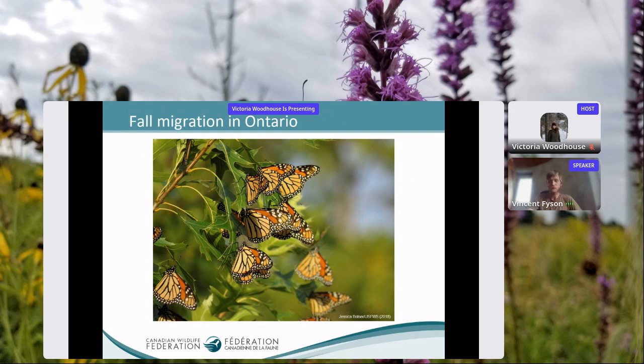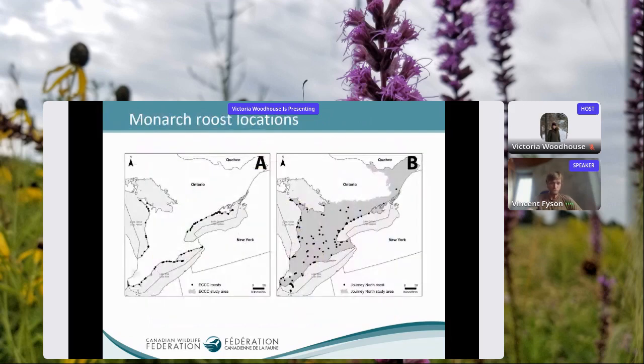These roosts are typically close to nectaring resources like goldenrod fields or other fall flowers, which provide plenty of food. So we know that conserving or creating nectaring habitat near roosts or along migratory routes would be very beneficial for the species. If we can model the probability of roost occurrence, we can determine the highest impact locations for habitat restoration. So we model, next slide, please. We modeled roost distribution using two data sets across two different geographic extents in Ontario.